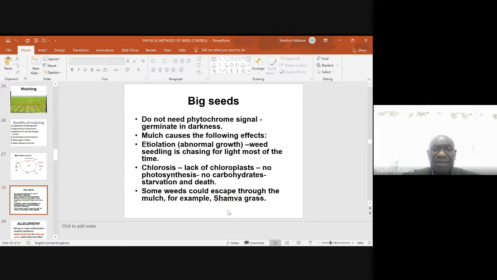So let us start with the big weeds. Let's look at the big weeds.